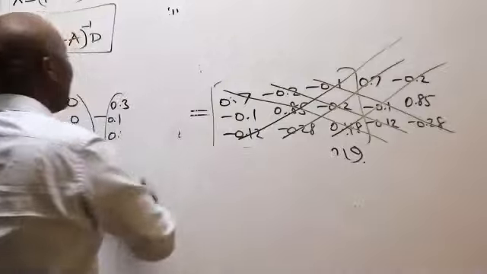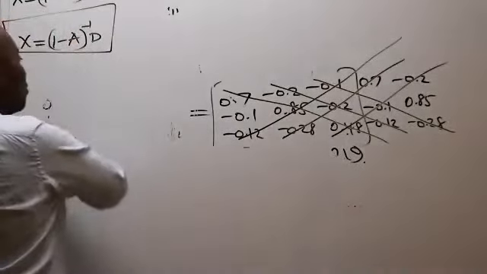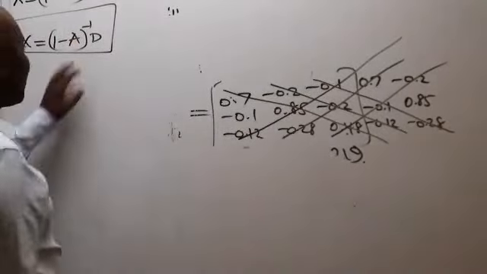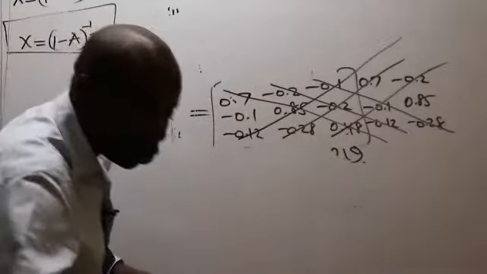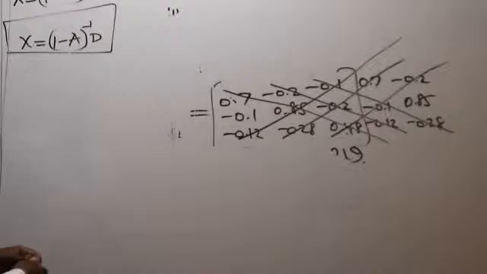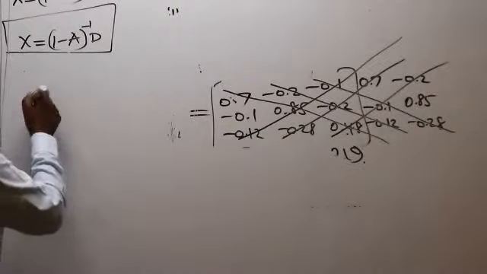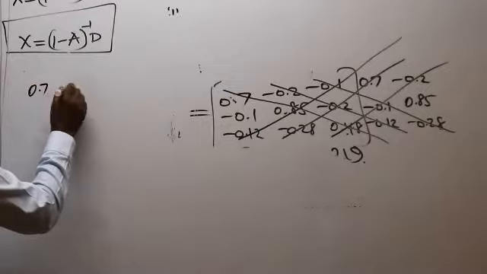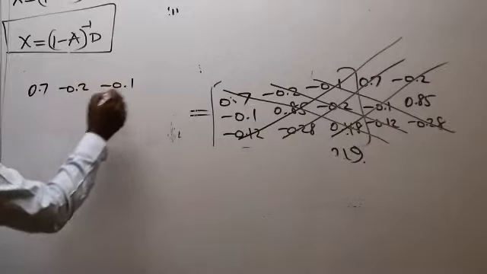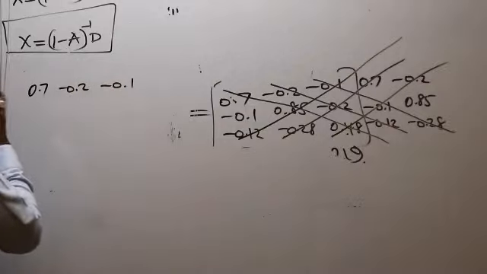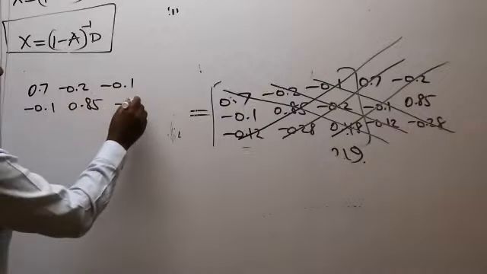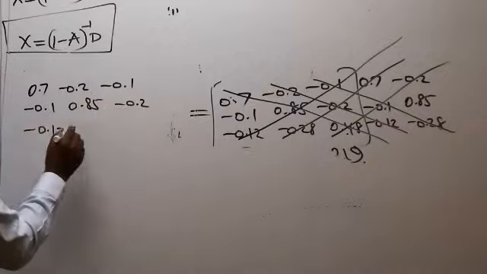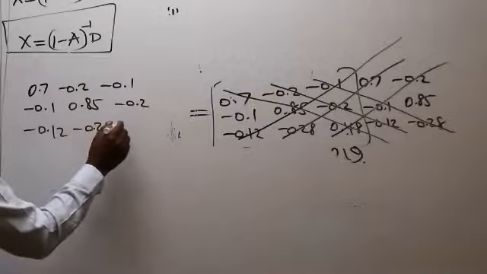So, ladies and gentlemen, remember, which matrix do you want to inverse? We want to inverse I minus A. This matrix is the one we want to inverse. So to inverse it, I've been able to get its determinant. Now I want to get the minor elements. So the minor elements, what am I going to do to get the minor elements? To get the minor elements: minus 0.1, 0.85, minus 0.2, minus 0.12, minus 0.28, 0.